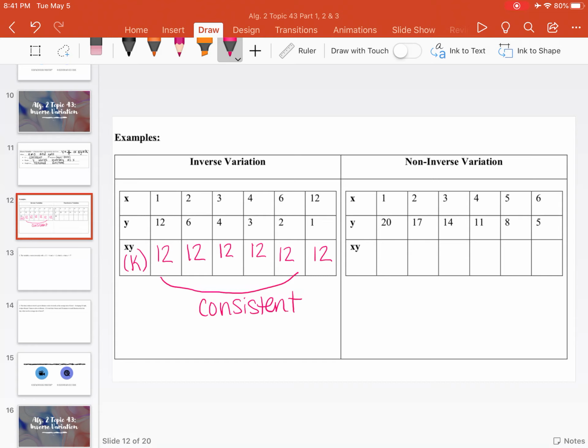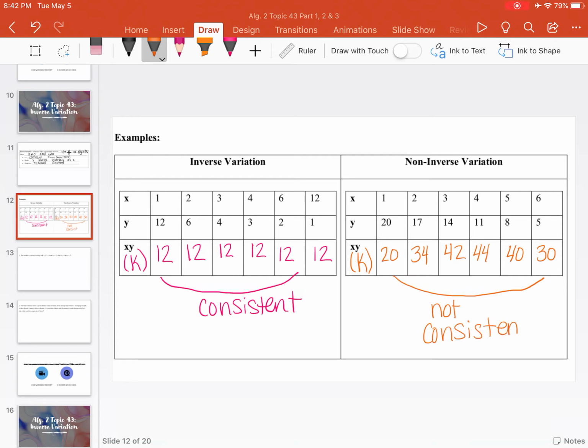This value can't change. However, if we look on the right-hand side and we multiply these values together to see if they give us a constant, 1 times 20 is 20. 2 times 17 is 34. 3 times 14 is 42. 4 times 11 is 44. 5 times 8 is 40. 6 times 5 is 30. So here, these values are not consistent. So this is not an example of inverse variation.